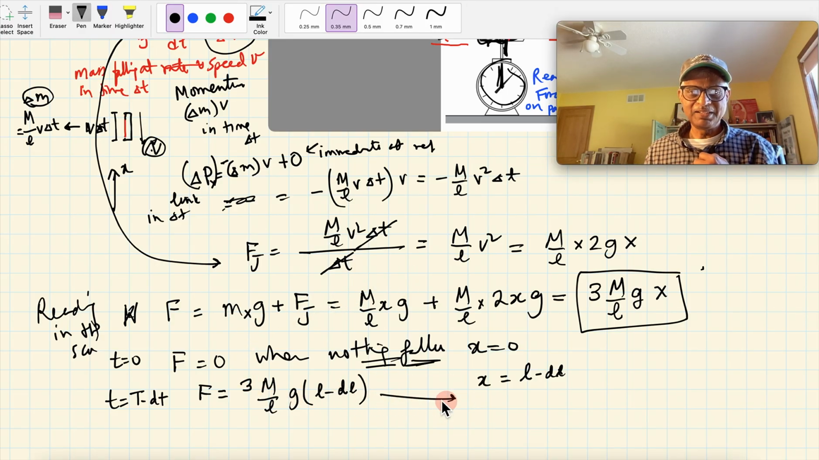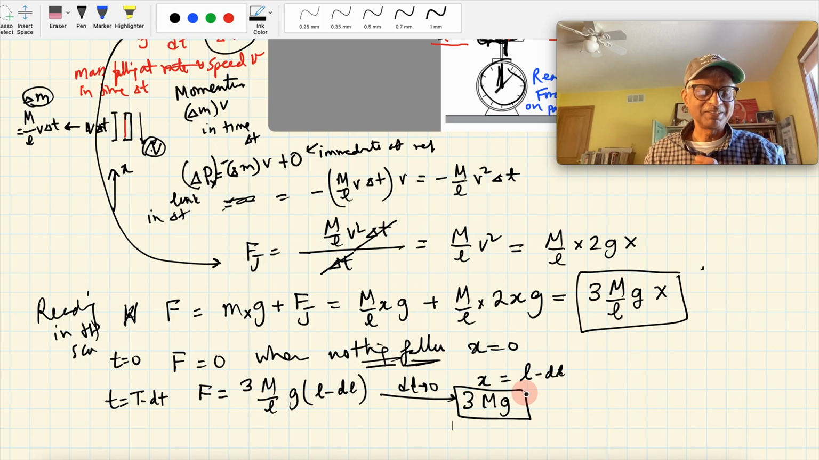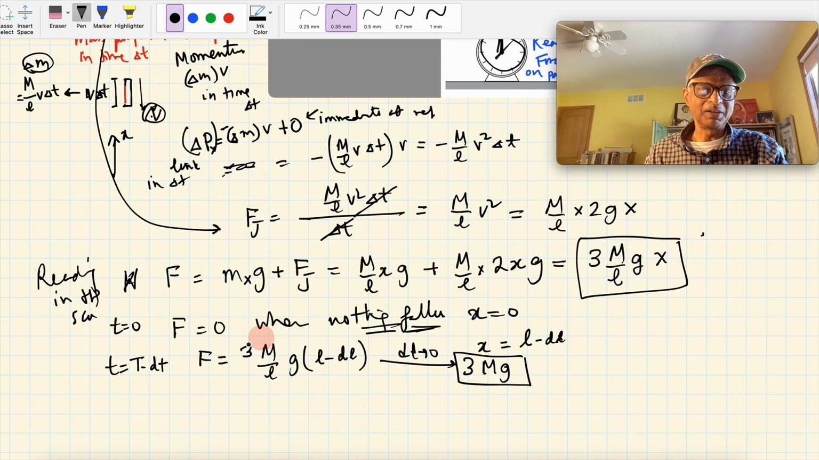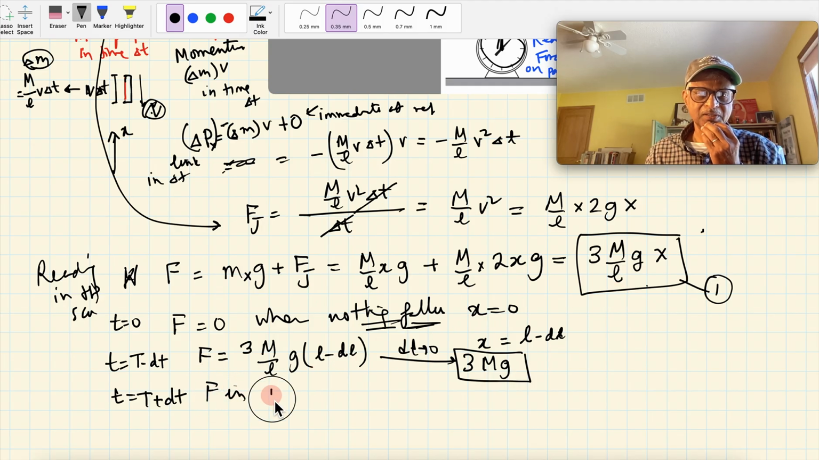And if you take the limit dl going to 0, you get 3 times mg. The very last reading you're going to get is 3 times the actual weight of the chain. That's just so surprising, you know. That's really surprising. But of course, if you go to t equals t plus dt, then this formula is no longer true. And this is formula 1. F in 1 is no longer valid.